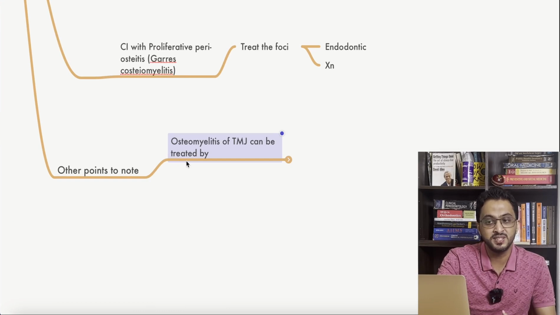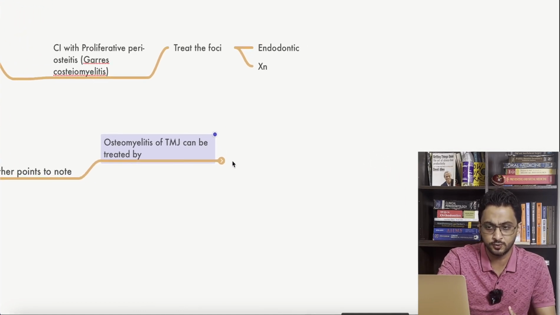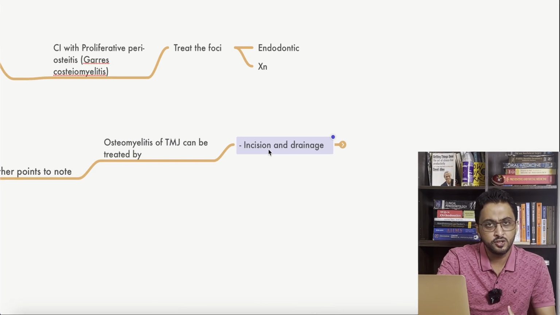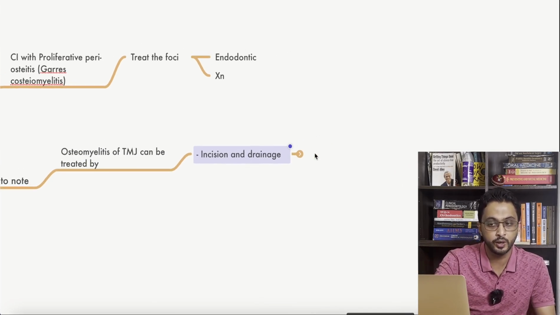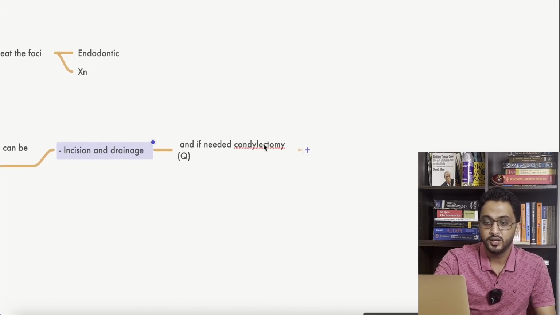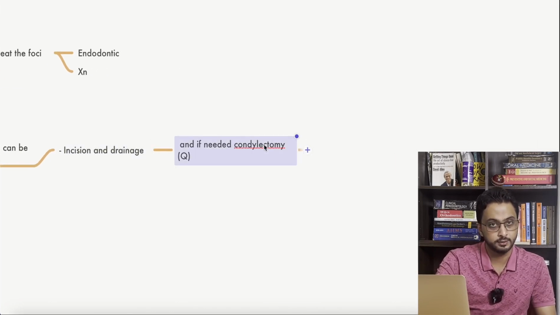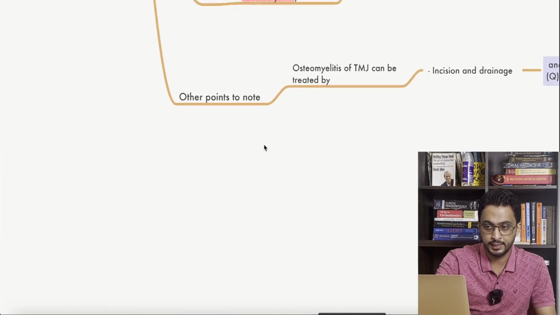Osteomyelitis of TMJ can be treated by, I think this is a question asked for you, initially you go for incision and drainage. Then what? If it doesn't cure, you need condylectomy. You can go for condylectomy. That was a question and answer there.